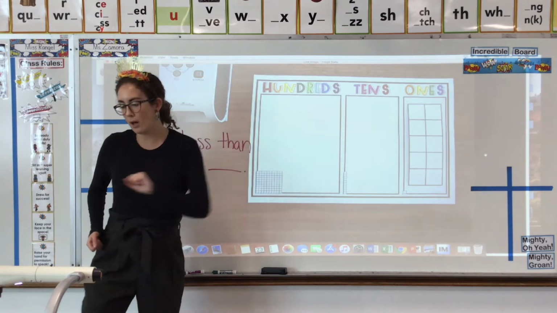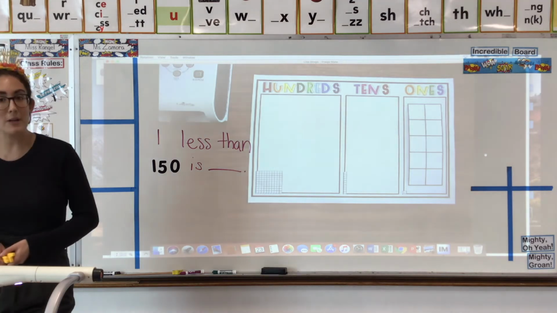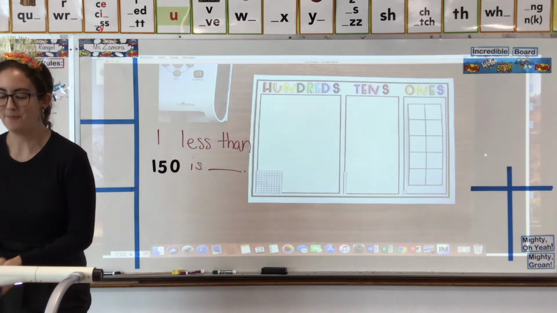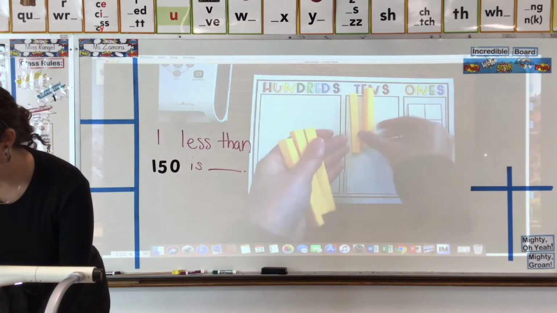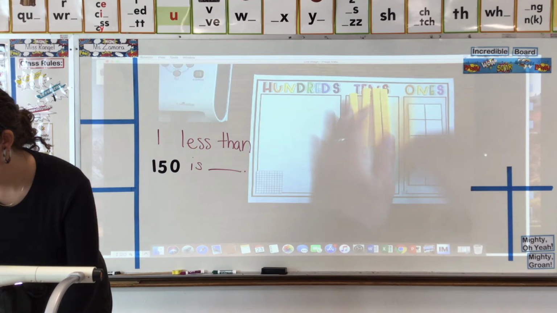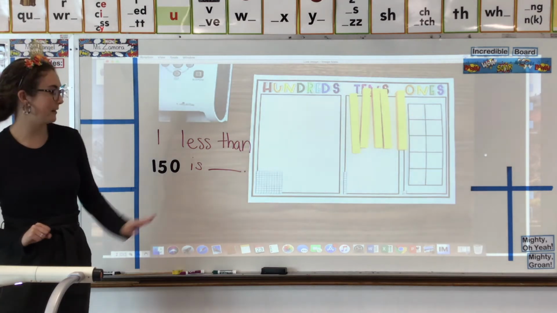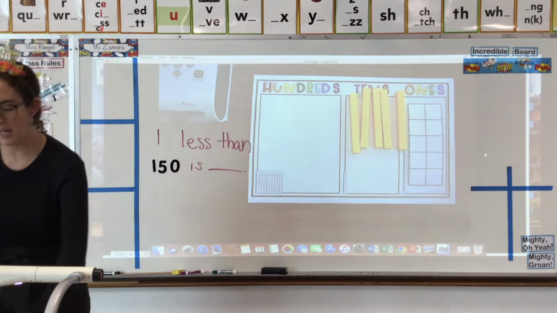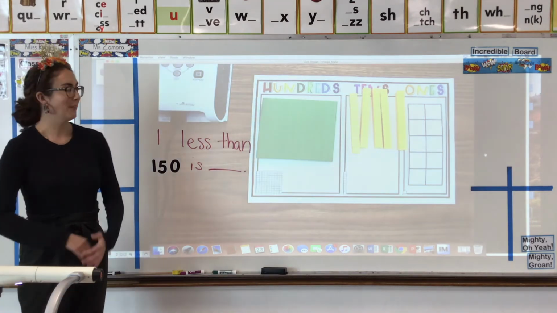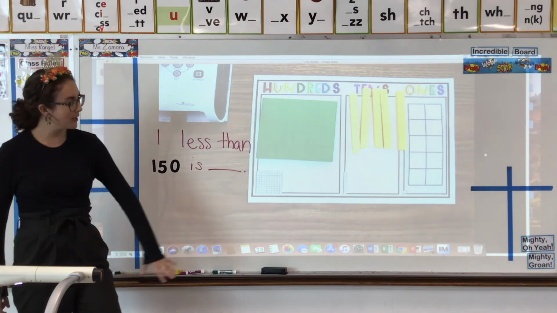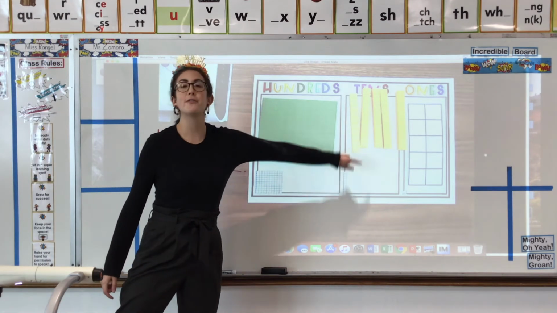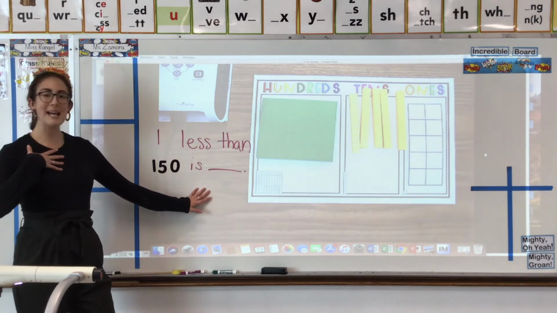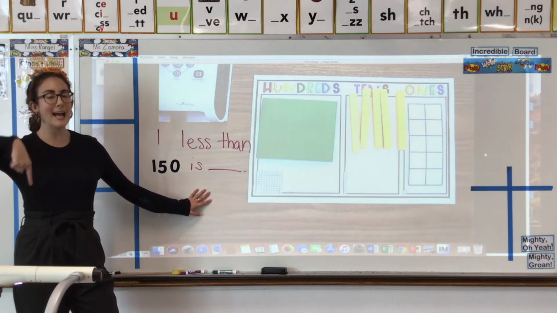So let's show it on our board. How many ones? 0. How many tens? 5 tens. Let's go ahead and show 5 tens. And how many hundreds? Just 100. Okay, so you should have on your board, just like me, 150. So with 150, we are being asked to find one less than.